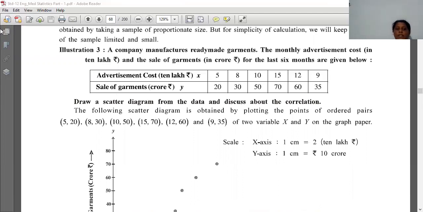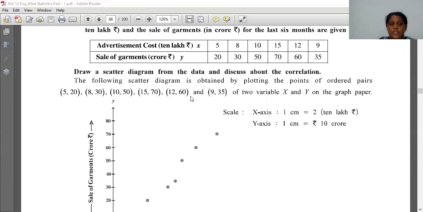The question is, a company manufactures ready-made garments. The monthly advertisement cost and the sale of garments for the last 6 months are given below. Advertisement cost is 5, 8, 10, 15, 12, and 9. And sale of garments is 20, 30, 50, 70, 60, and 35. Now we will plot a point. See here the y-axis shows 20, 30, 50, 70, 60 like this. So we will take the difference of 10, 10, 10, 20, 30, 40, 50, 60 like this.